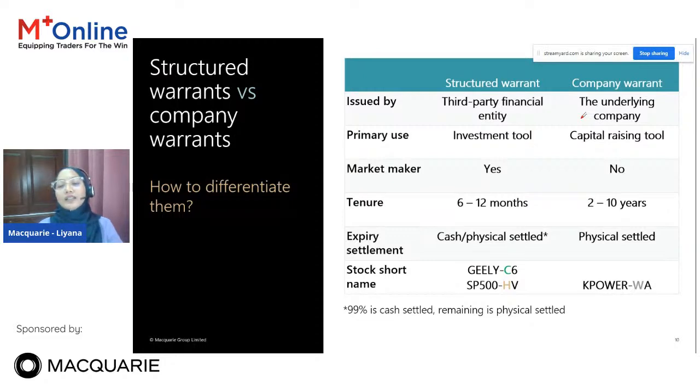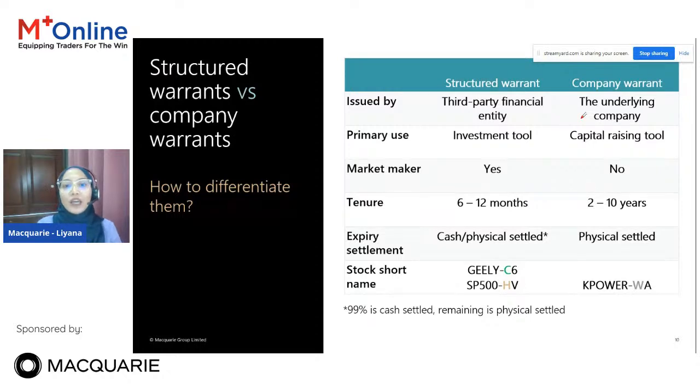Okay. Dan physical settle, structured warrants dan juga company warrant ada juga this type of settlement. Okay, but company warrant, most of dia memang just physical settle. Maksudnya kat sini physical settlement adalah kalau you simpan warrant tu sampai expiry date, then it will be converted to the mother share. Okay, but for structured warrants, 99% of the structured warrants listed dekat Bursa Malaysia adalah cash settlement. The remaining is only physical settlement. Tapi dah lama dah nampak tak ada structured warrants yang dalam bentuk physical settlement.